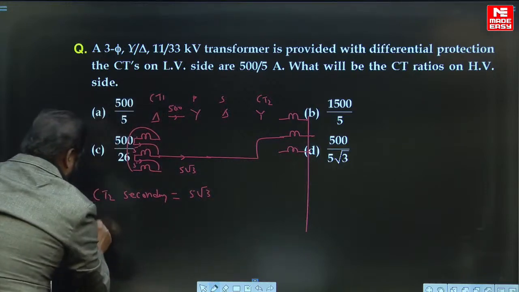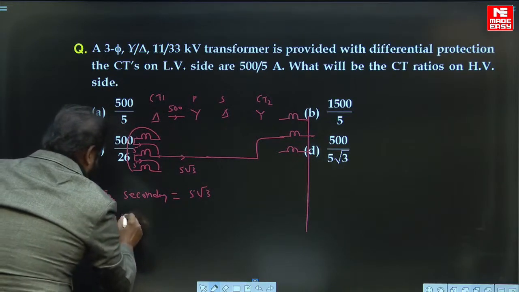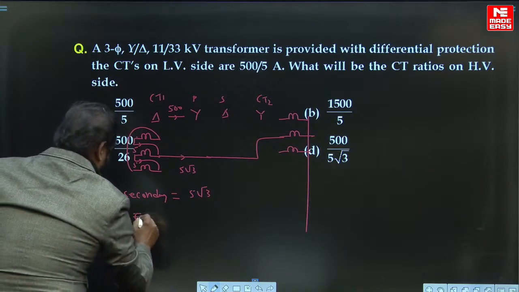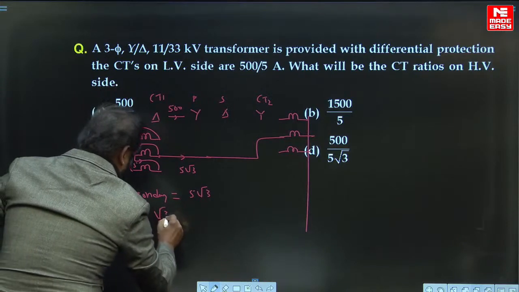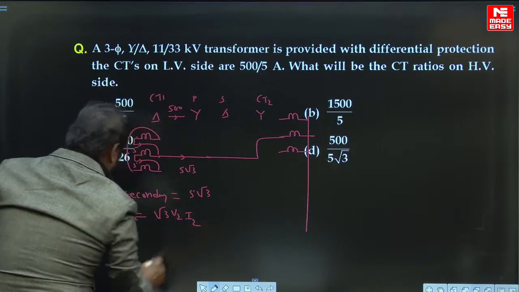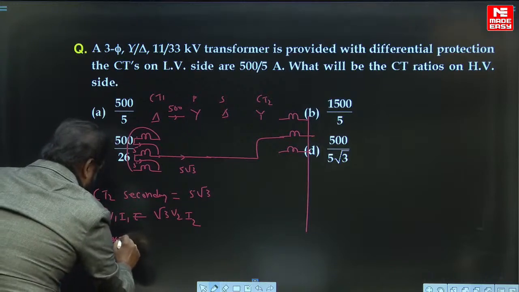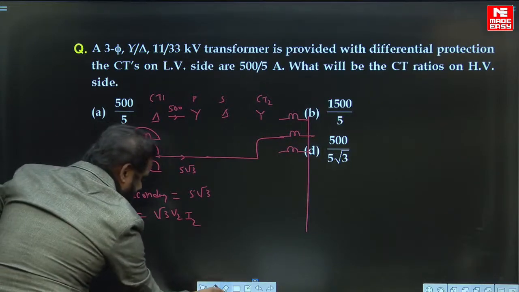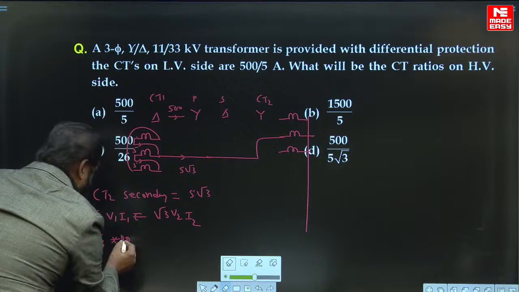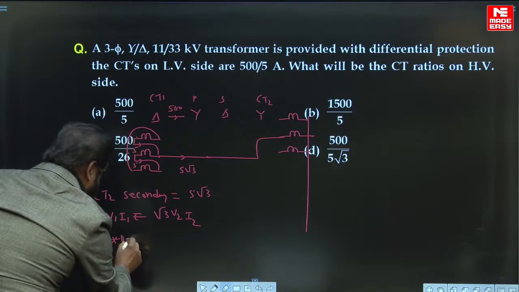We know one thing in transformers: root 3 V1 I1 equals root 3 V2 I2. So root 3 into 11 kV, in a hurry, mistakes are more likely.